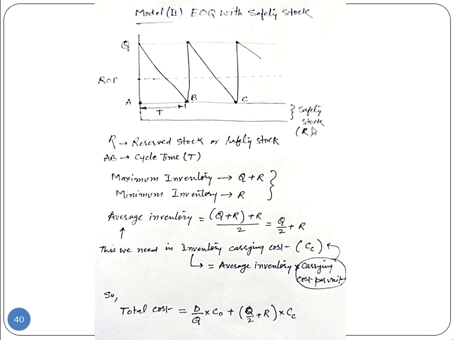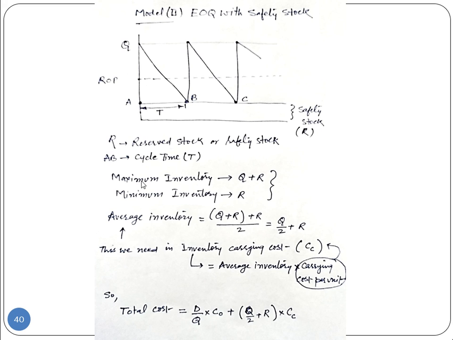So we have to keep the safety stock. Suppose R is the safety stock, the reserved stock. We can write R as a reserve stock or a safety stock. Over there, AB is my cycle time, that is the delivery point, first delivery point, second delivery point. That T is the cycle time. ROP is the reorder point, that is, at what level of the inventory I'm going to place the order.